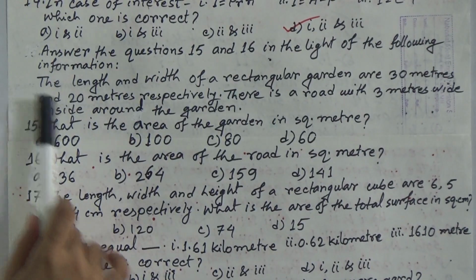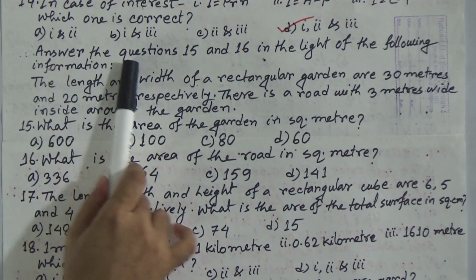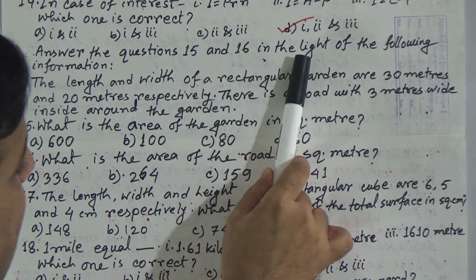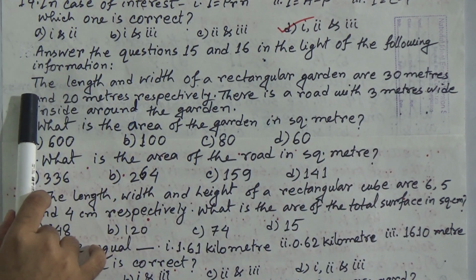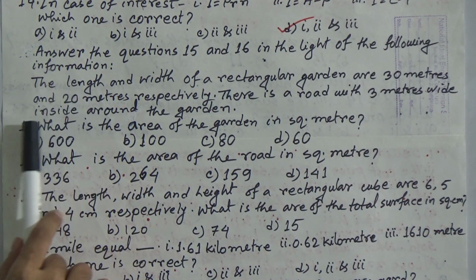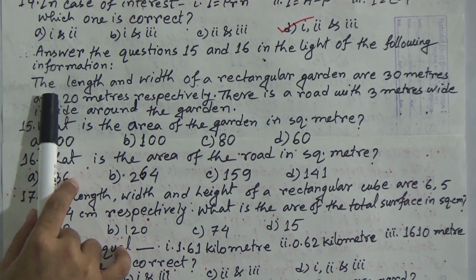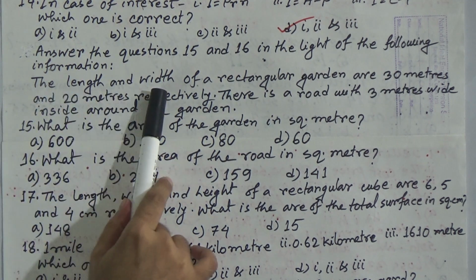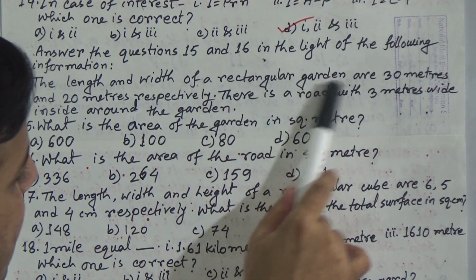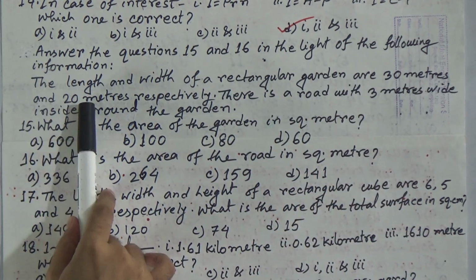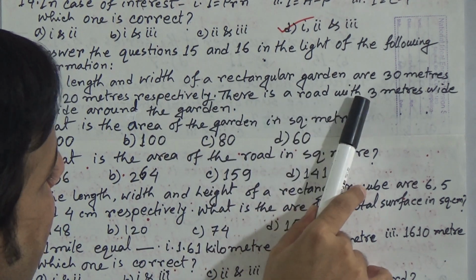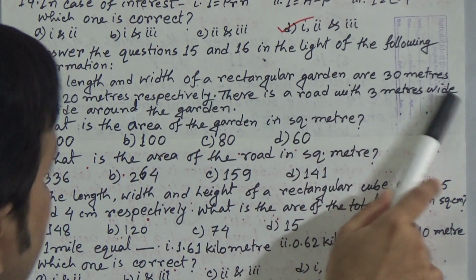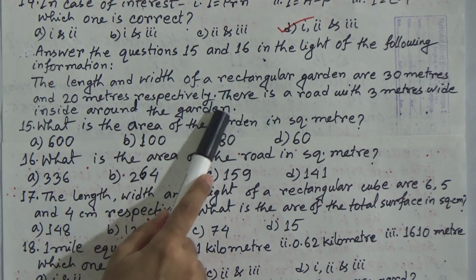Now question 15. To answer 15 and 16 we need the STEM. Answer the questions 15 and 16 in the light of the following information. Here some information is given, we have to solve questions 15 and 16 depending on this information. The length and width of a rectangular garden are 30 meters and 20 meters respectively. There is a road 3 meters wide inside around the garden.